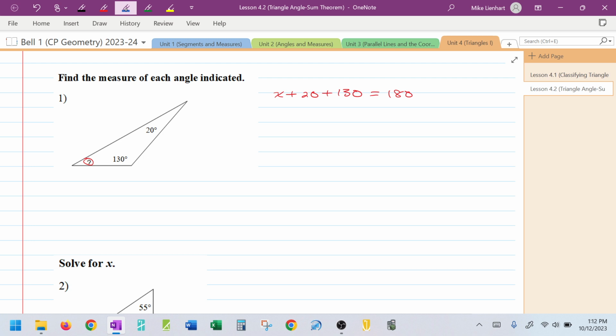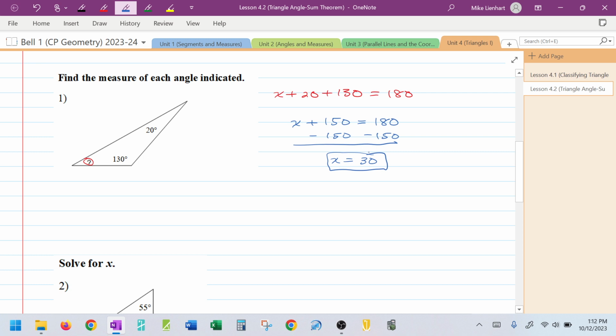From here, I'm going to use some algebra, combine like terms. I get X plus 150 is equal to 180. I'm going to subtract 150 from both sides. And I find that the measure of that angle, X in this case, would be 30.